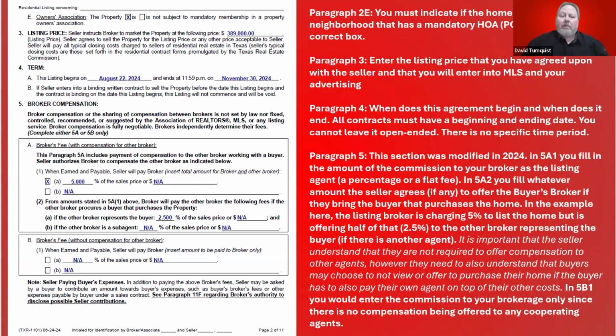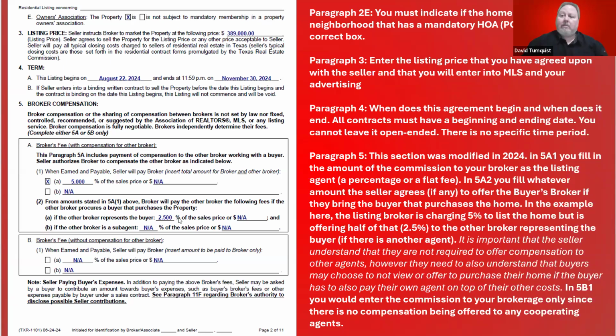And then you would also put in 5A2 what portion of that commission is going to go to a buyer's agent should they bring a qualified buyer that puts a contract on the house. So in this particular example, the buyer's agent is being offered 2.5%. So we're listing the home at 5% and we're offering 2.5% to the buyer's agent.